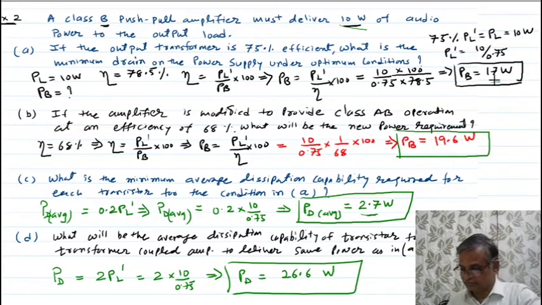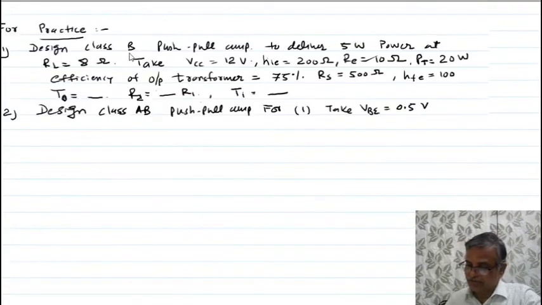Now, some numericals I am giving you for practice. Look here, for practice I am giving you: design a class B push-pull amplifier to deliver 5 watt power at the 8 ohm load.